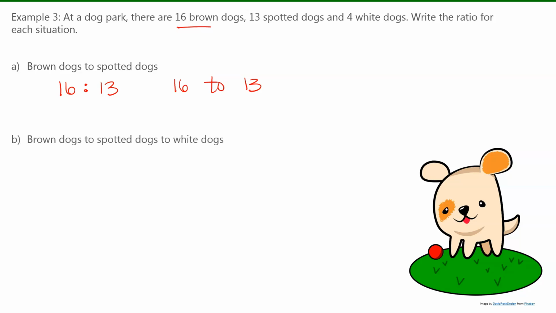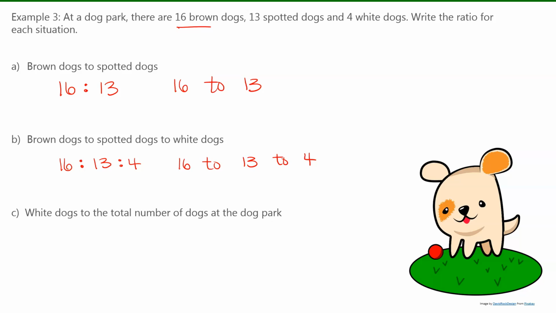If we want to write a ratio for brown dogs to spotted dogs to white dogs, this would be a 3-term ratio because we're comparing 3 things. So we would take the number of brown dogs, which is 16, and write it as a ratio to the number of spotted dogs, which is 13, and then to the number of white dogs, which is 4. We could also write this as 16 to 13 to 4. And obviously we couldn't write this as a fraction because it's a 3-term ratio.